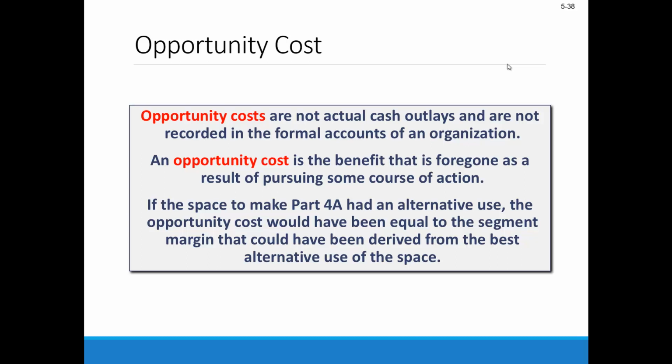So related to this make or buy decision, and this comes up fairly often, if the space that we're using to make this particular component part had some kind of alternative use, so maybe we could make a new product and we could sell it and generate some contribution margin from it, then the opportunity cost would have been equal to the segment margin that could have been derived from the alternative use of that space. And that would have potentially changed our overall decision of whether the lower cost alternative was to continue to make this thing in-house or not.